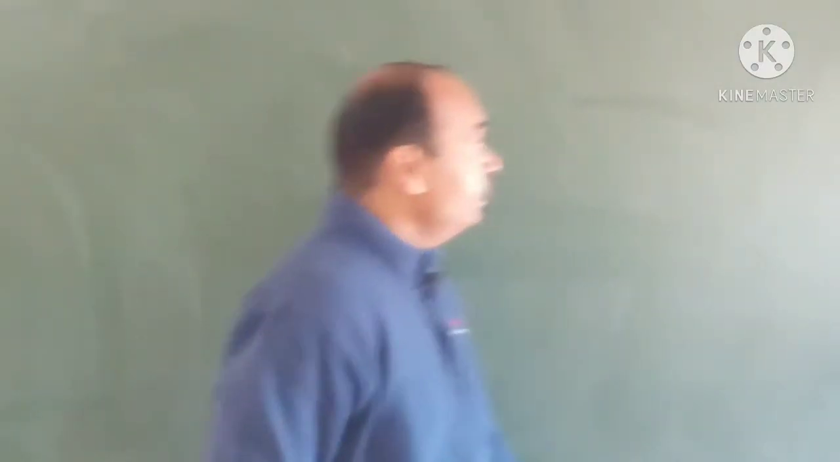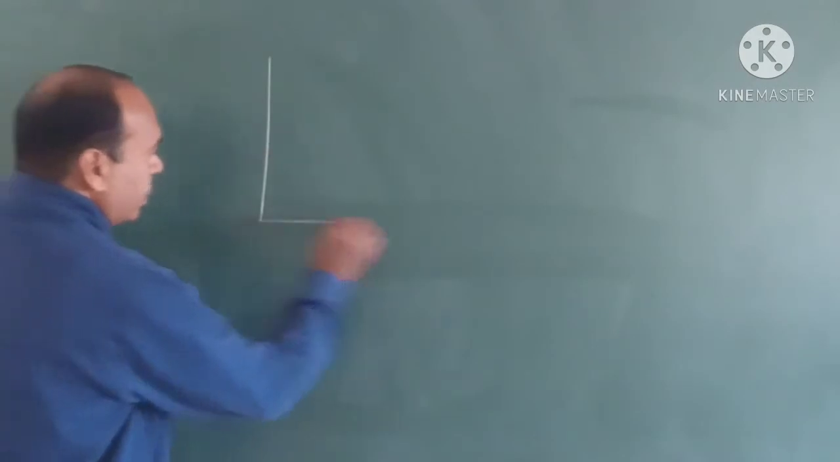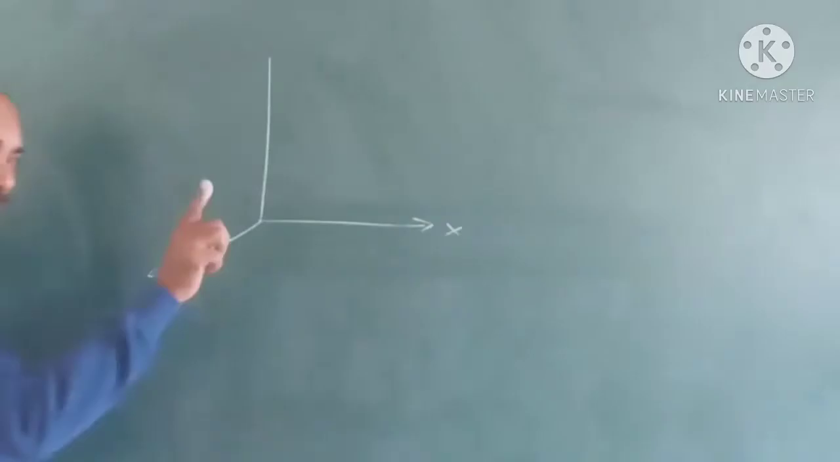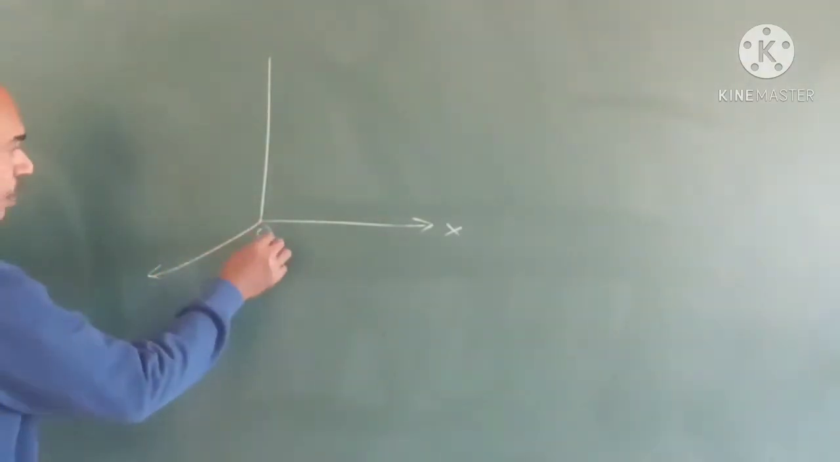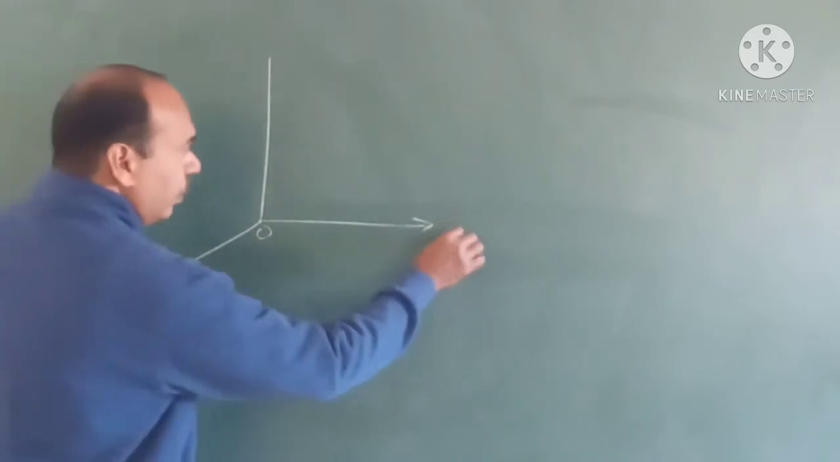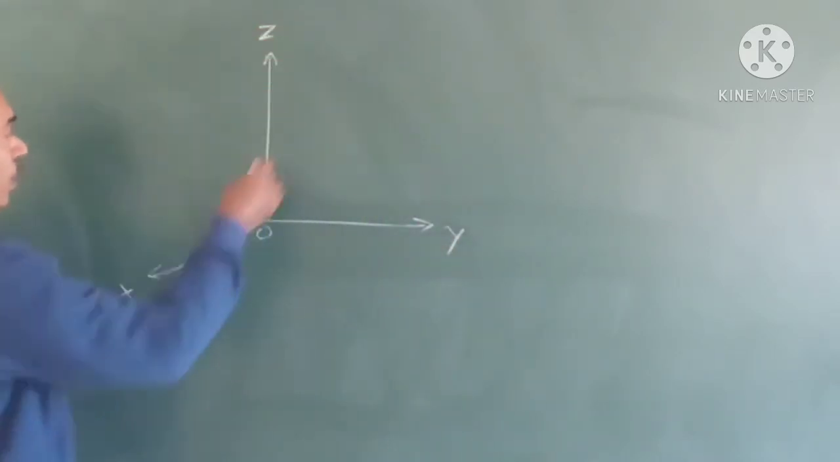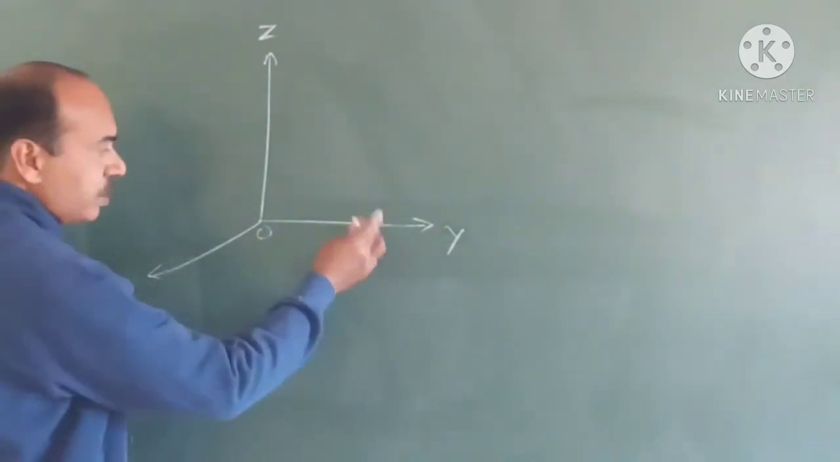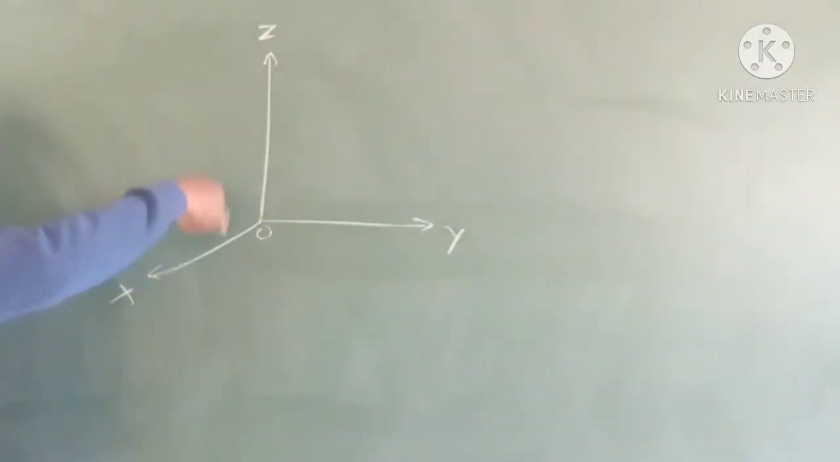Once again, x-axis, y-axis and z-axis. Along with the x-axis there is a unit vector i cap. This is our origin, and generally x-axis is here, x, after that y, and this is z. So along with the x-axis there is a unit vector i cap, along with the y-axis unit vector j cap, and along with the z-axis there is a unit vector k cap.